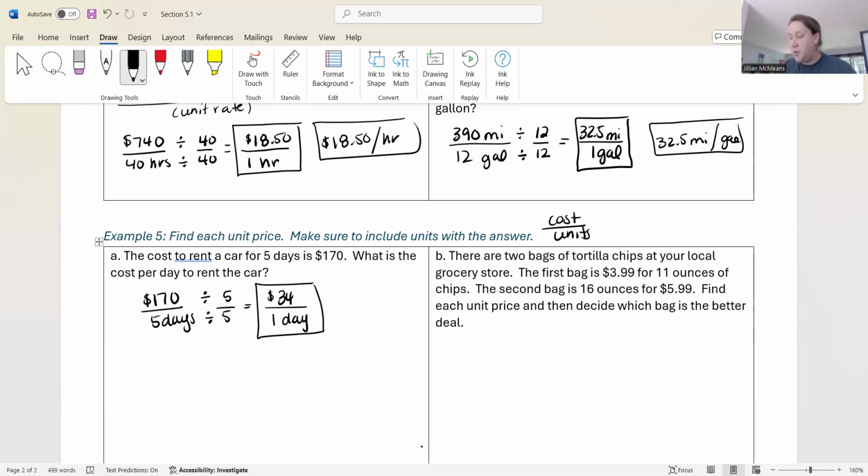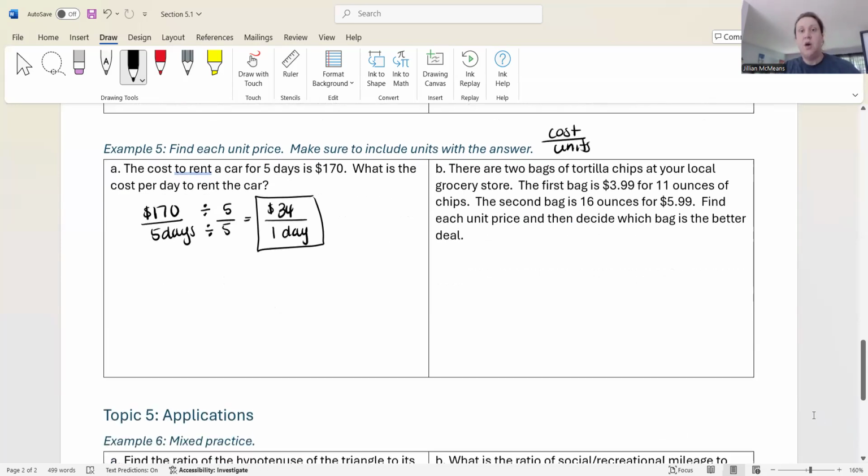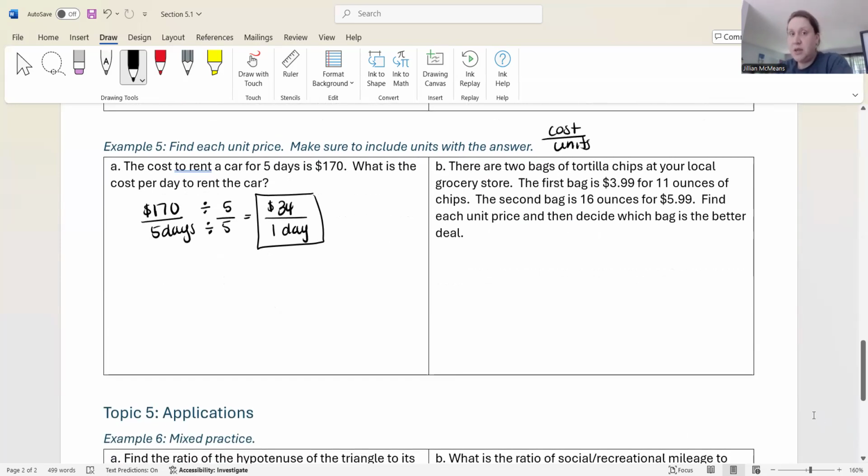Now for part B, we actually have 2 things we're looking at. Let me scroll up a little bit, make sure I have plenty of room. It says there are 2 bags of tortilla chips at your local grocery store. The first bag is $3.99 for 11 ounces. And the second bag is 16 ounces for $5.99. Find each unit price and then decide which bag is the better deal. When you're doing comparison shopping, you always want the product that has the lower unit price. So that's the cheaper cost per whatever, in this case, ounces.